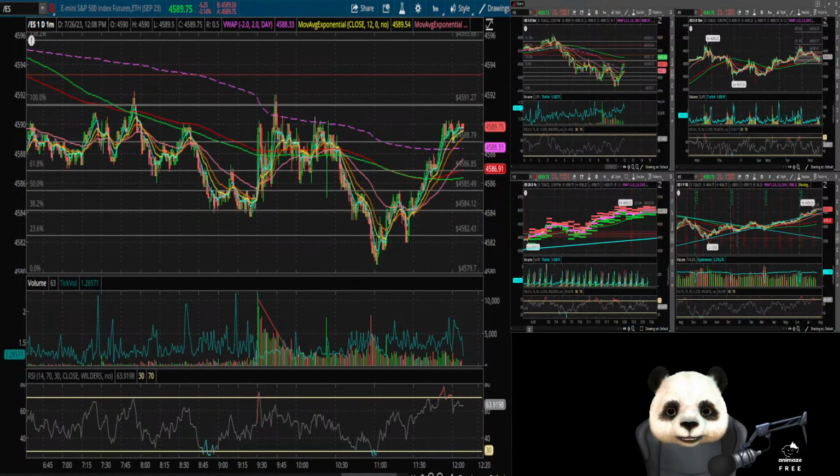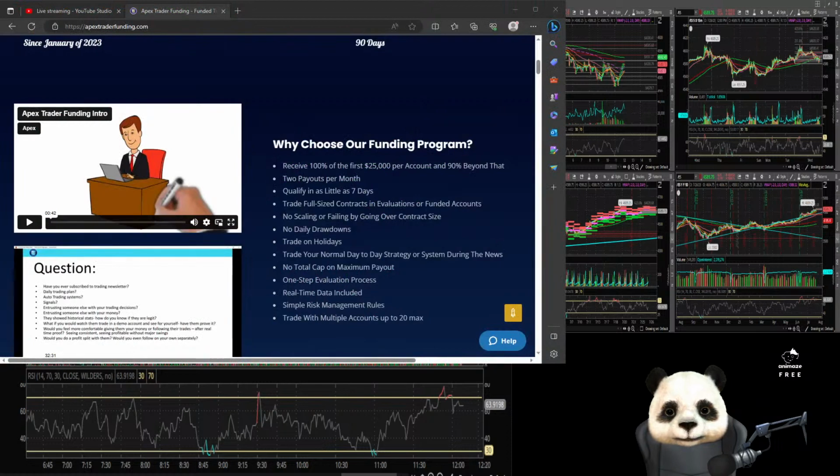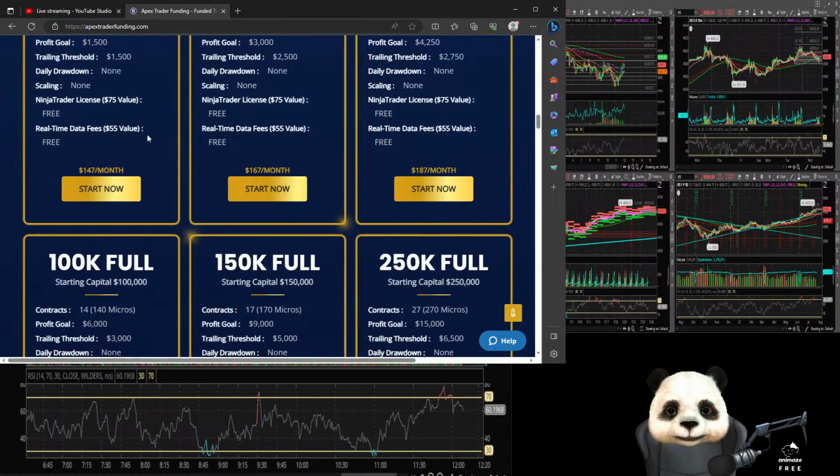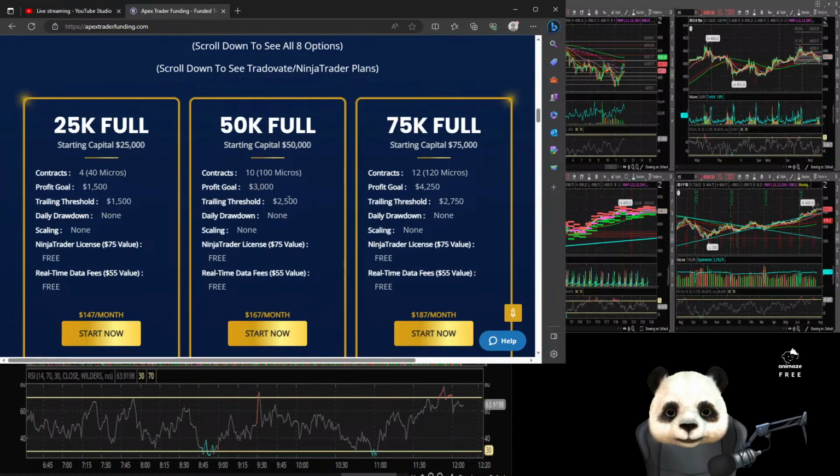Let me add the window really quick. One second here. All right. So on the Apex, I'm doing the 50K. Profit goal is 3,000. The trailing threshold is trailing, not like a daily drawdown. There's no daily drawdown, which is fantastic, because having a $1,000 trailing daily drawdown once you're well above in a funded account is just, oh, I'm sorry to see you blew your 50,000 funded account, man. Sorry to see that.